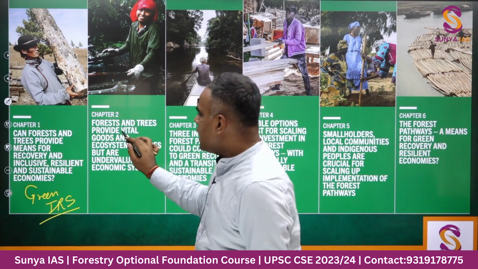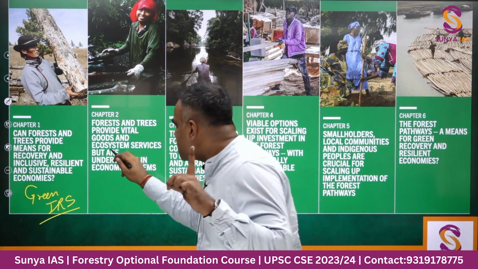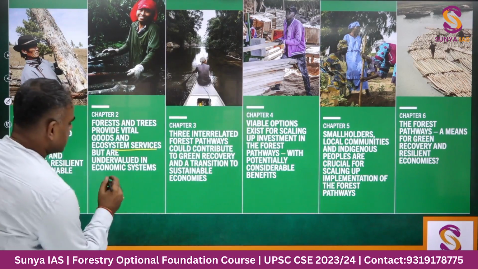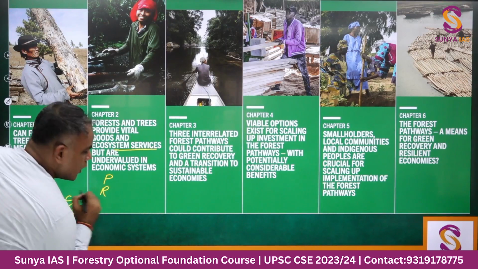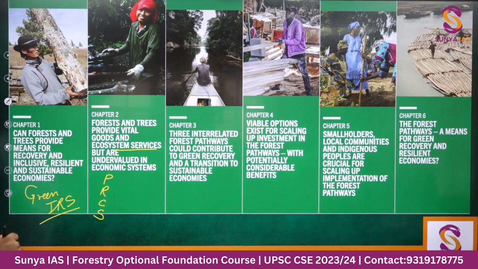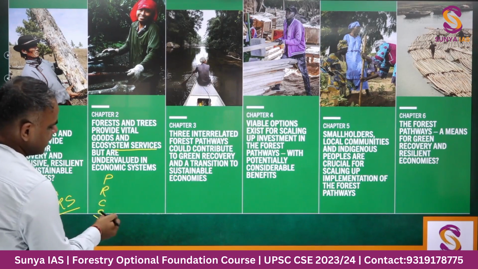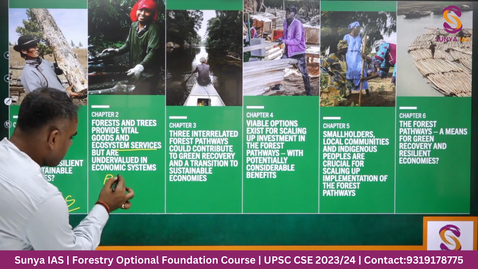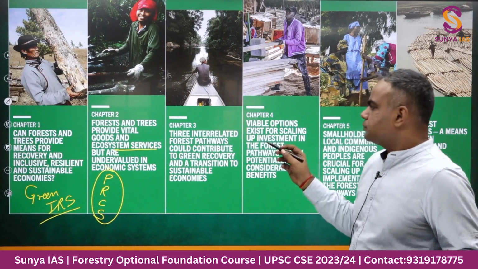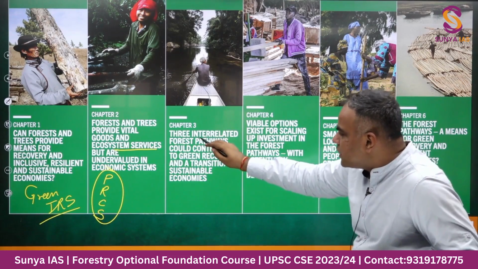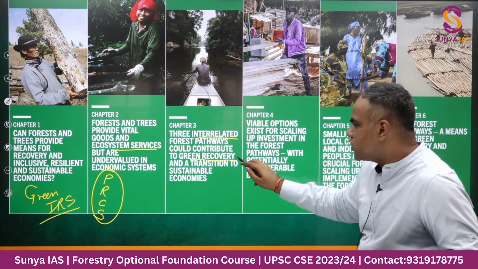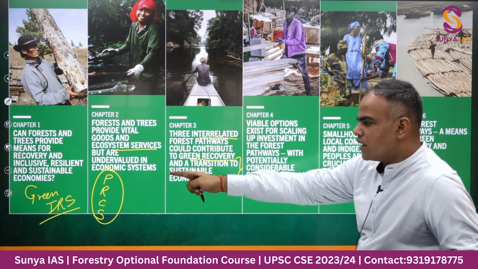Second, they provide vital goods and ecosystem services. Okay. And they are undervalued. Now ecosystem services you already know: provisioning, regulating, cultural and supportive. Okay, so PRCS or in whatever way if you want, but remember these 4. Okay, then they have interrelated pathways. I think this term you already know: green recovery and transition to sustainable economies. Okay, so green recovery we have already known.